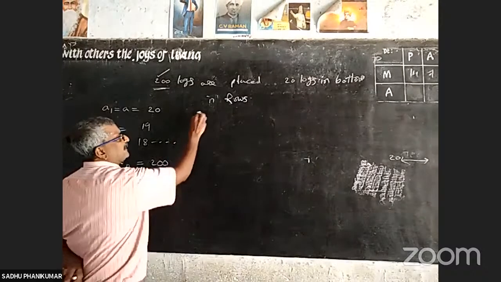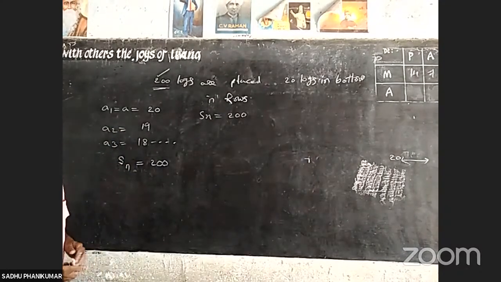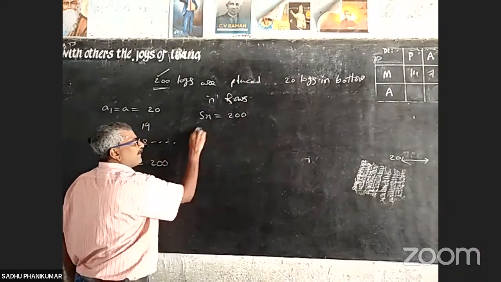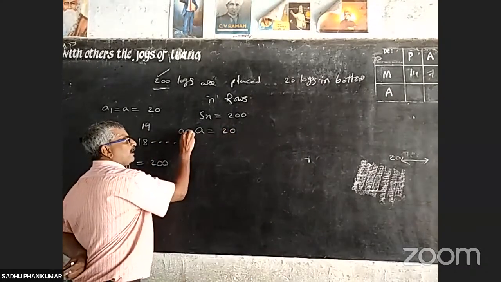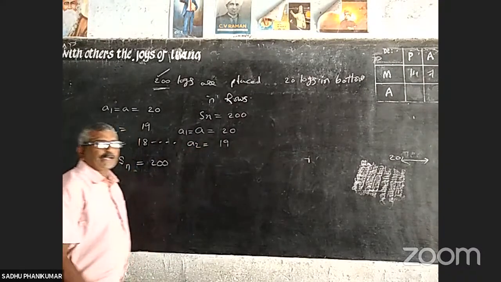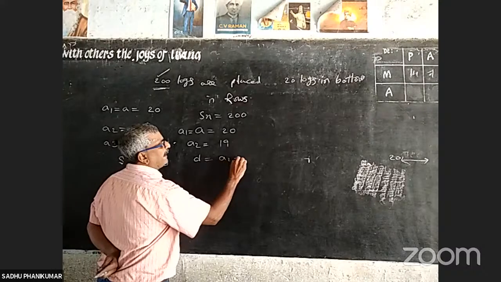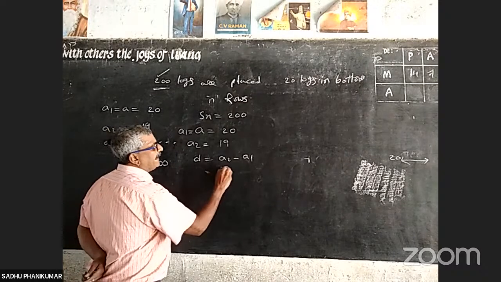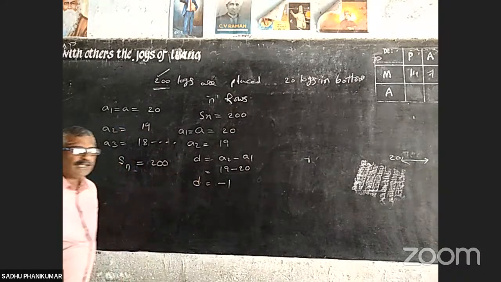So Sn is with me. Sn is equal to 200, the sum of the total logs. And what do I have with me? The bottom row, that is 20. That is the first row, A is equal to 20, and A is equal to A1. A2 is equal to 19. So D is equal to A2 minus A1, that is 19 minus 20, which is equal to minus 1. D is equal to minus 1.